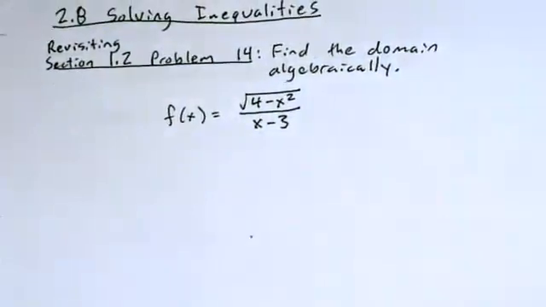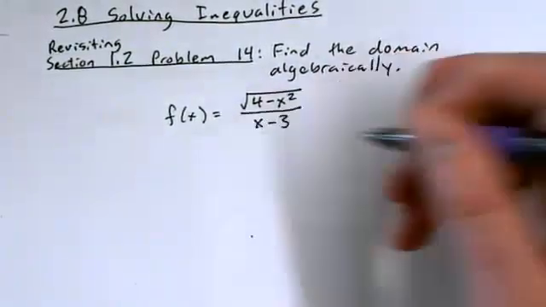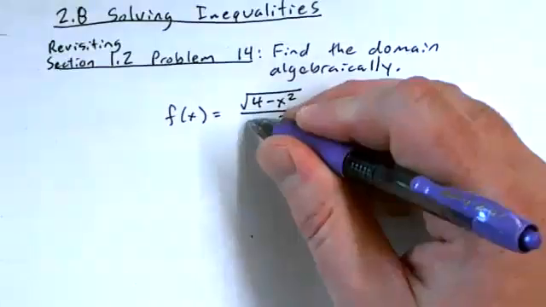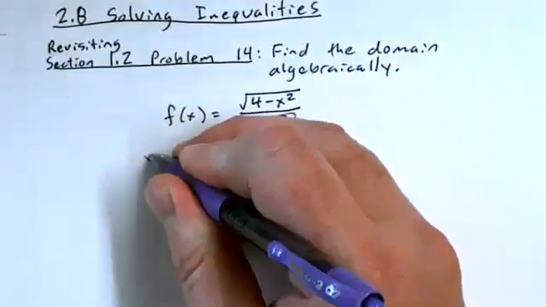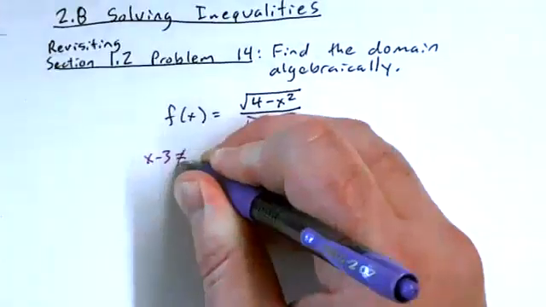This is a good reminder. You'll be doing problems like this on our final exam, which will be here before you know it. We're finding the domain of this function algebraically. What do you see in this function that could potentially cause us problems? Got a square root and we got a fraction. So tell me about the bottom of a fraction. X minus 3, because it's in the bottom, cannot equal 0.